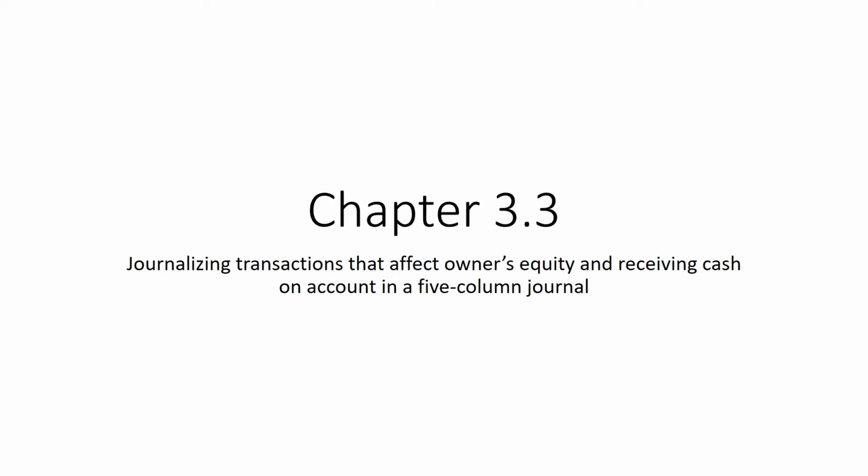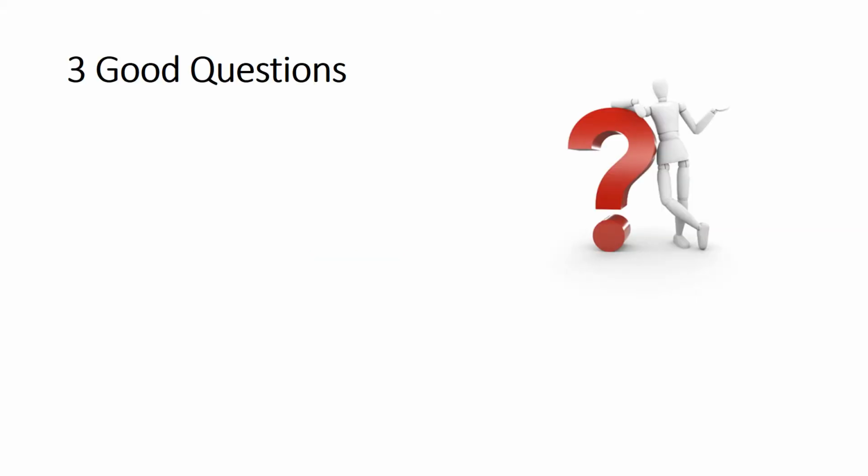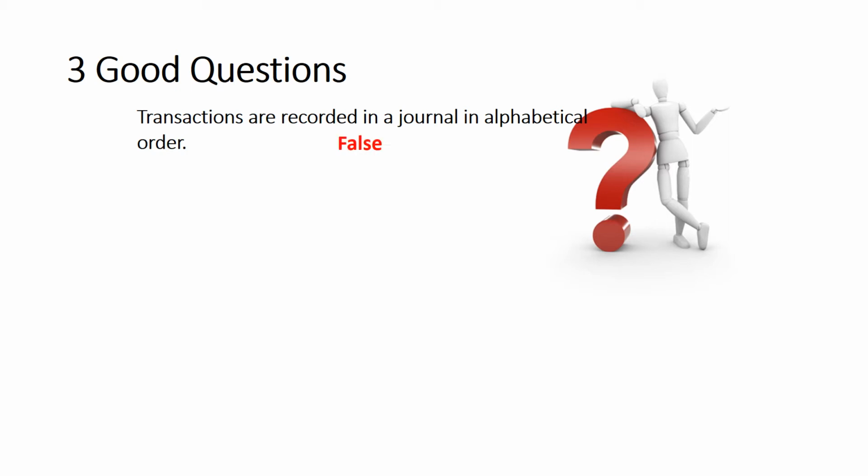Chapter 3.3, we're going to journalize transactions that affect owner's equity accounts and also receiving cash on account in a 5-column journal. So before we get started, 3 good questions for this one. First question is, transactions are recorded in alphabetical order, true or false? Answer is false. They are actually recorded in chronological order.